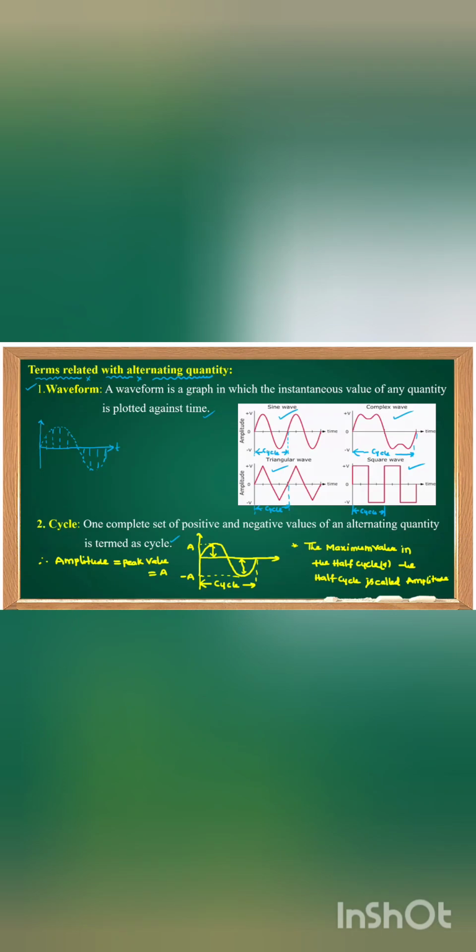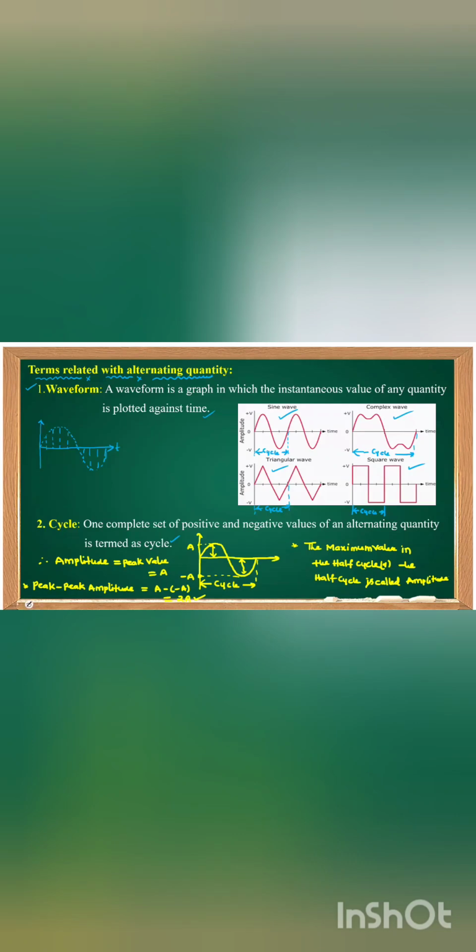But peak to peak is defined as, if you take the peak to peak amplitude, amplitude is different, peak to peak amplitude is different. It is also called peak to peak value. Then A minus of minus A, this is called peak to peak amplitude, that is 2A. From negative amplitude to positive amplitude, this total is the peak to peak amplitude. One complete set of positive and negative values of an alternating quantity is called cycle.